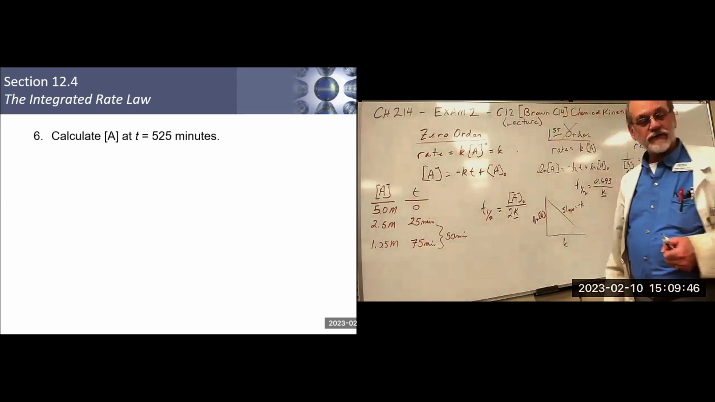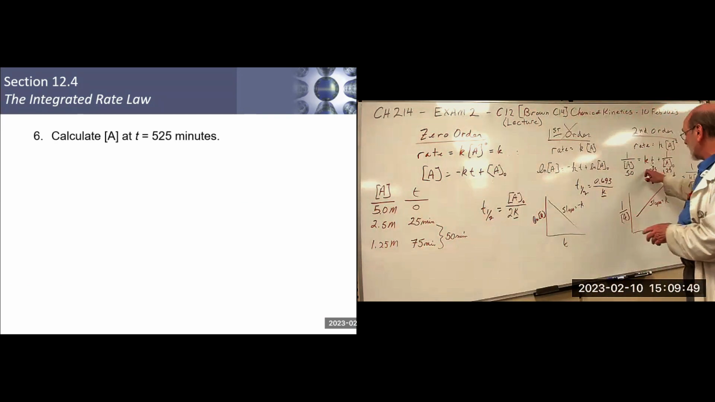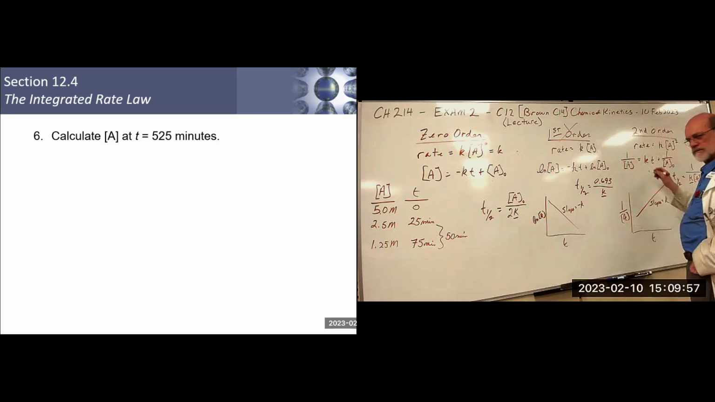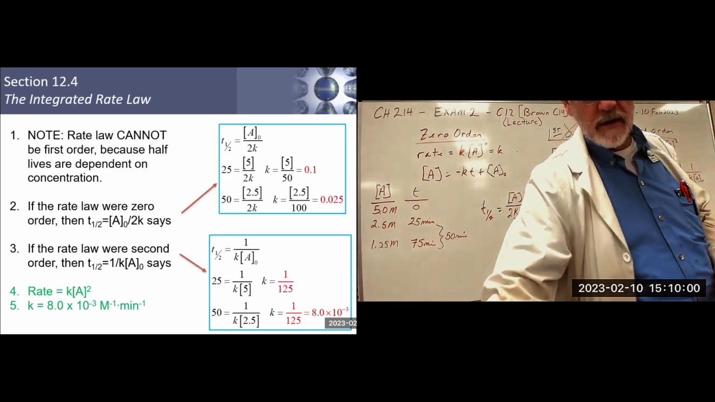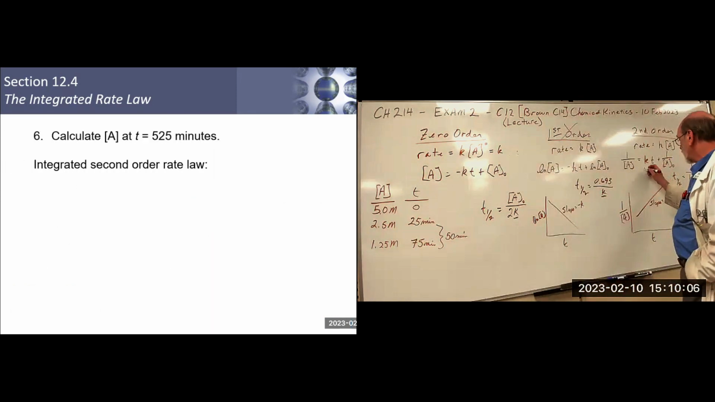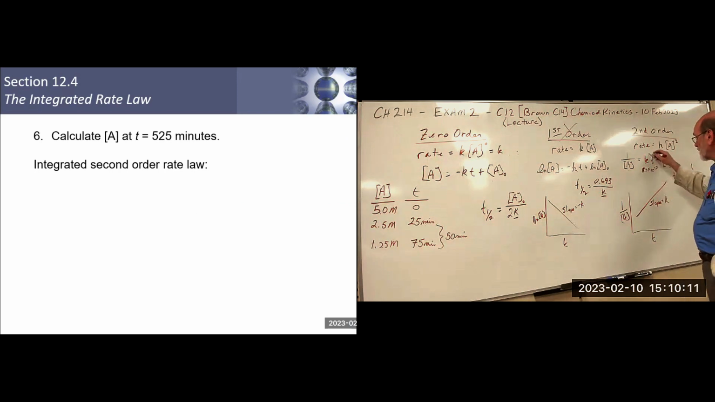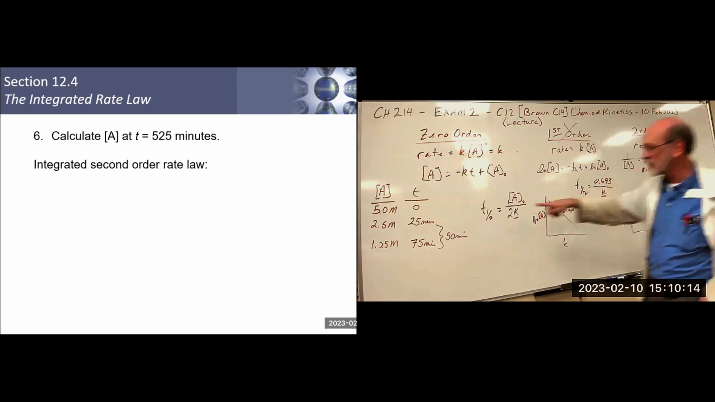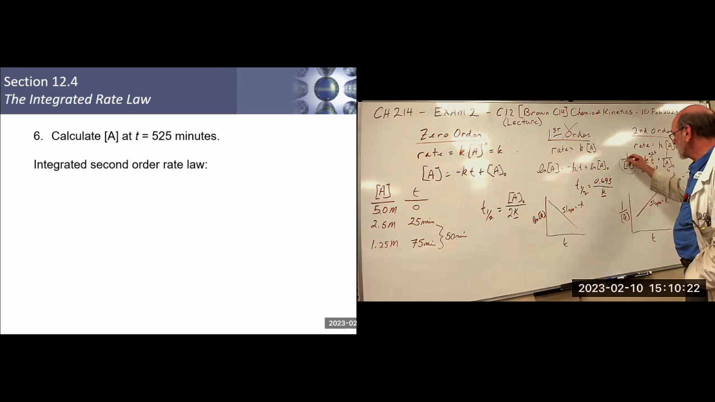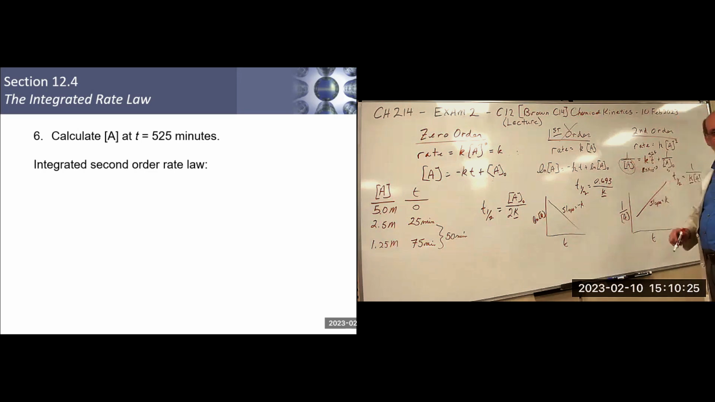Now, how do we calculate A after 25 minutes? Well, now that we know what K is, we can plug in K. What was it? 8 times 10 to the minus 3. We plug in 8 times 10 to the minus 3, and we plug in 525 minutes, as long as it's in the same time units here, and it is. Then we plug in the initial value, which is 5, and the unknown is the final value. We solve for that value.